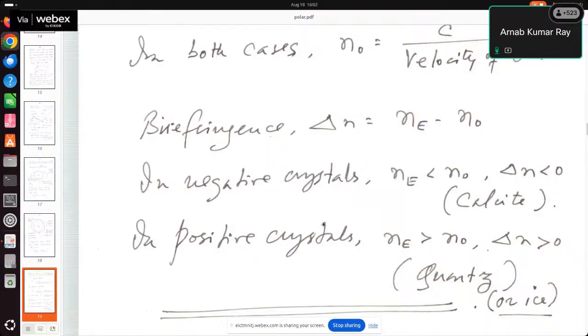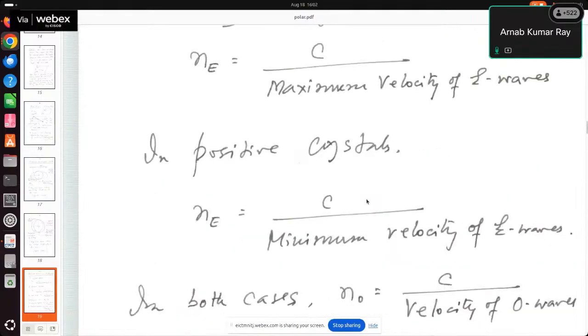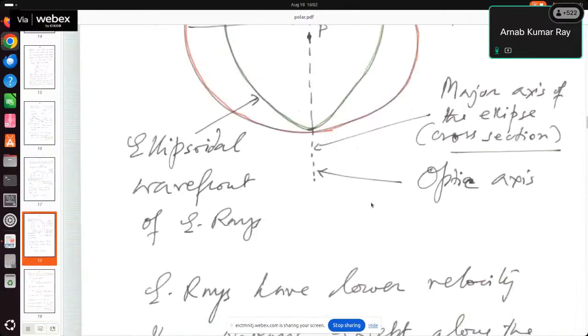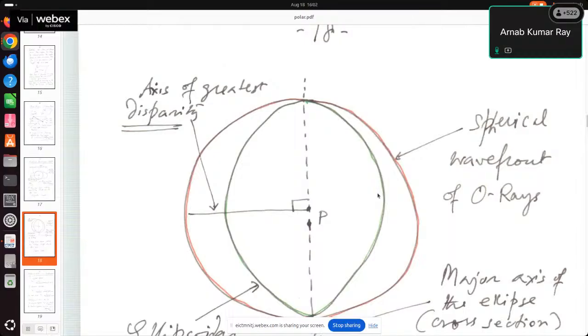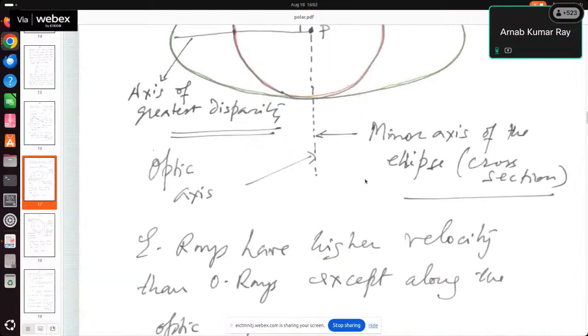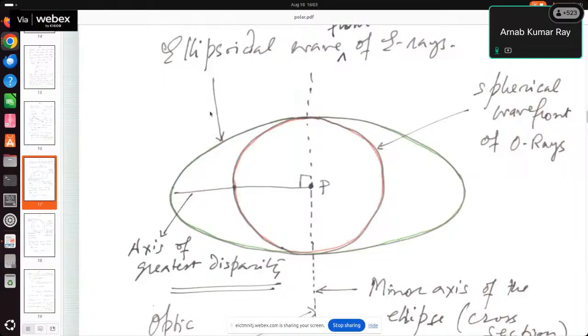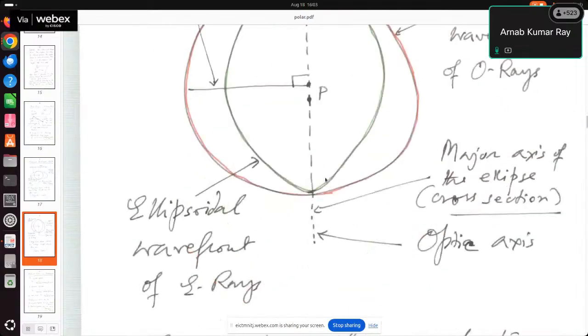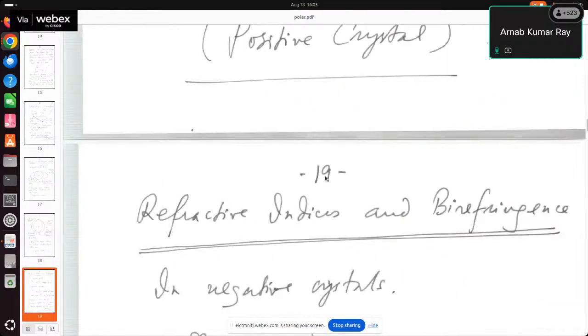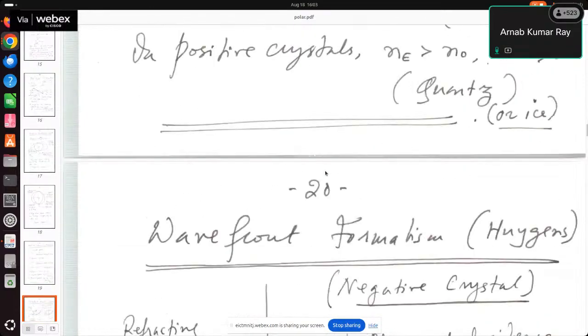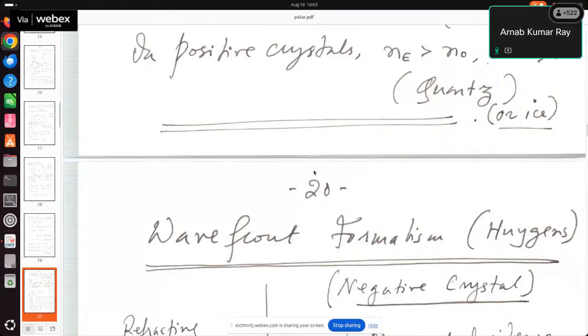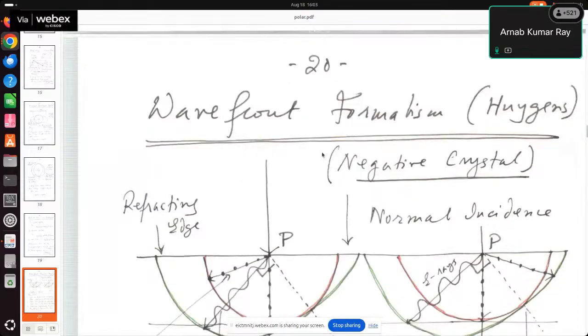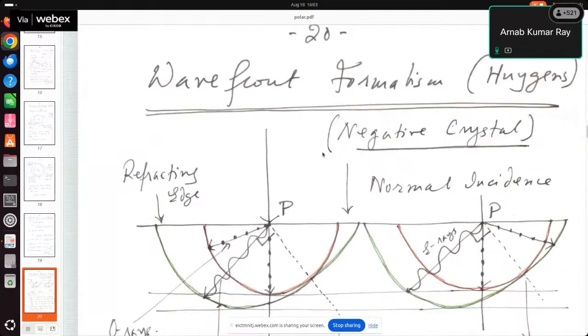Calcite is a negative crystal material. Quartz is a positive crystal material. Inside quartz, you will see this kind of a general schematic representation, and pertaining to calcite, you will see this kind of a schematic representation. So these ideas we can now apply to wave fronts. Let us now see. This is the idea of Christian Huygens.